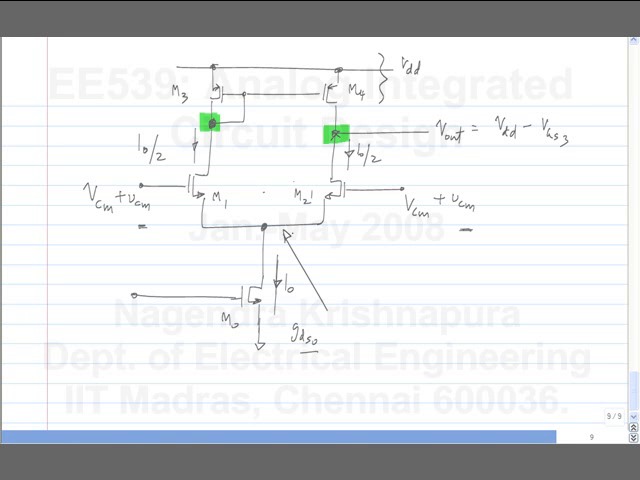What is the voltage at the tail node? It should be the same. Okay, we'll assume that the bulk of the NMOS is connected to the source. So we have essentially a source follower between the gate of these transistors and the source. So the increment here will be the same, VCM.